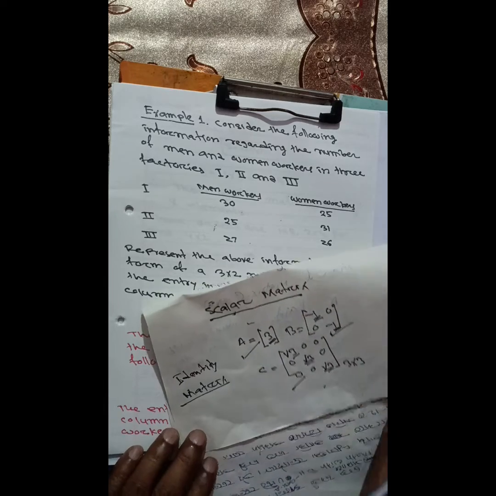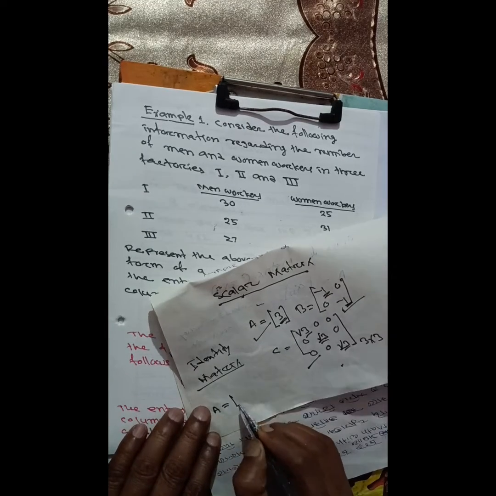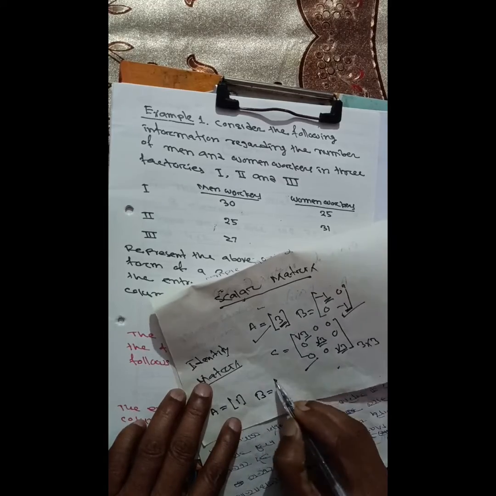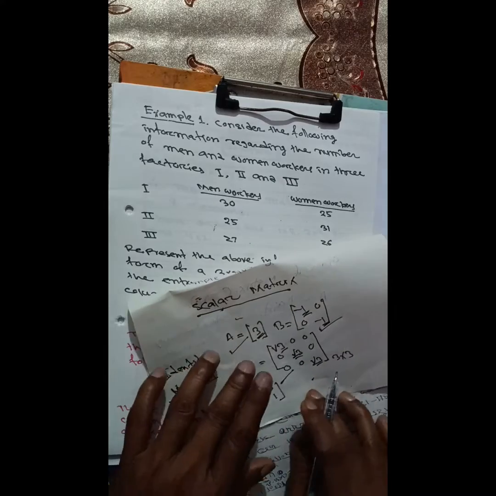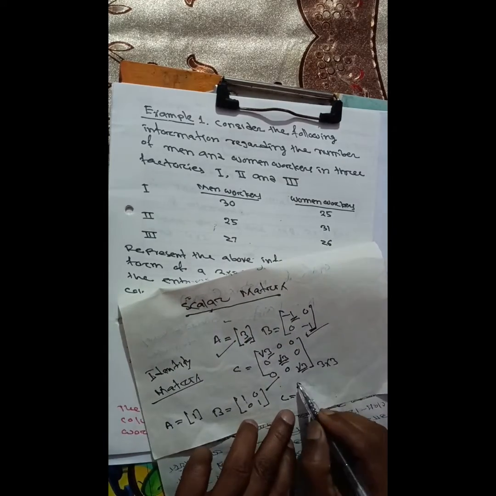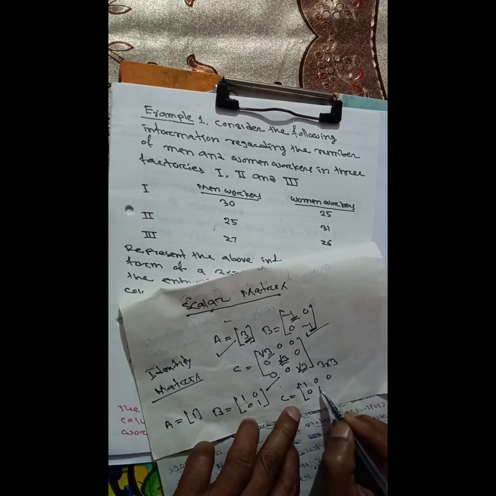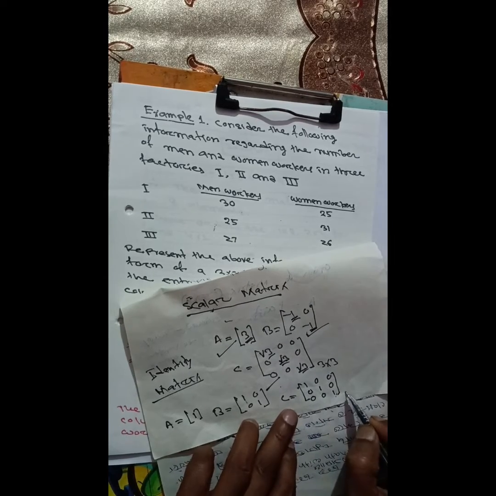Suppose we are considering identity matrices. Suppose A is 1, an identity matrix. B is 1, 0, 0, 1, an identity matrix of order 2. Again C is 1, 0, 0, 0, 1, 0, 0, 0, 1, an identity matrix of order 3 respectively.